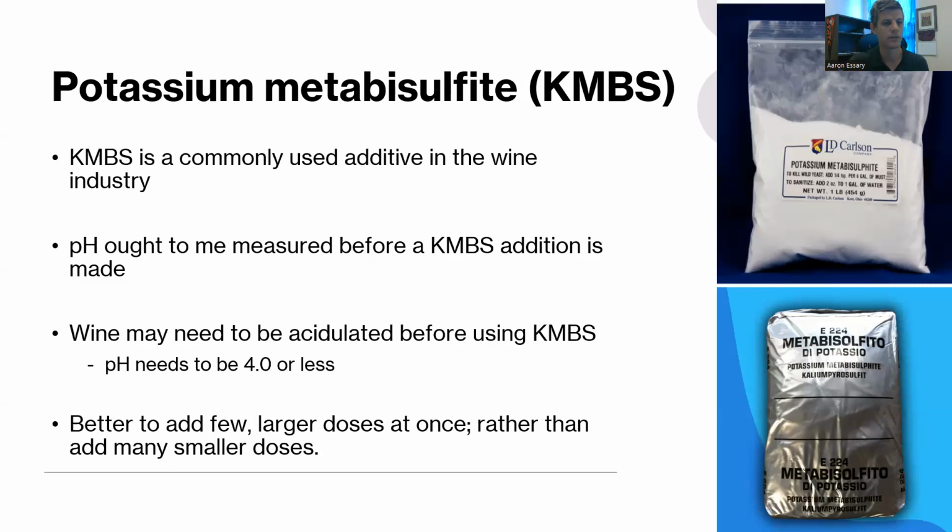So this is potassium metabisulfite. If you've never seen this before, surely you have though. KMBS is a commonly used additive in the wine industry. I mean, all over the place. pH ought to be measured before a KMBS addition is made. So you know your pH, you know how much molecular SO2 you're going to have going into your wine. And then wine may need to be acidulated before using KMBS. Again, pH really needs to be below 4.0. If you're making wine at 4.1, 4.2 pH, it's almost impossible for KMBS to have any effect. There's almost no need to add it because it's not going to do anything.